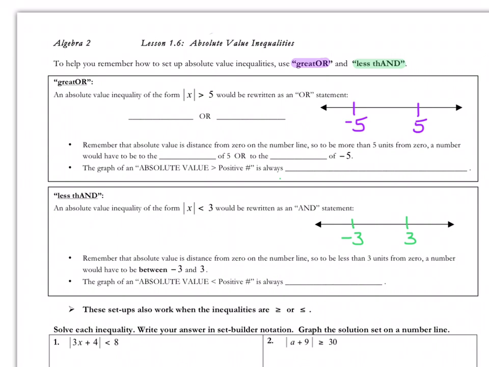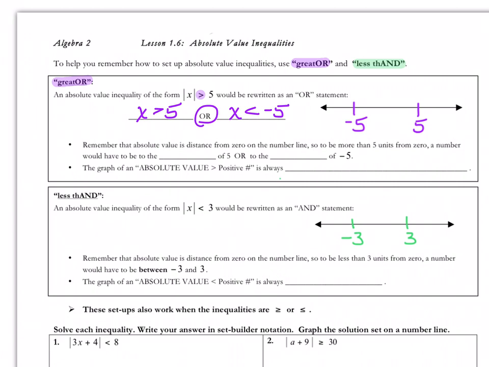Okay, so first of all, greater. An absolute value inequality that's written as the absolute value of x is greater than 5 means that it's rewritten as x is greater than 5 or x is less than -5.